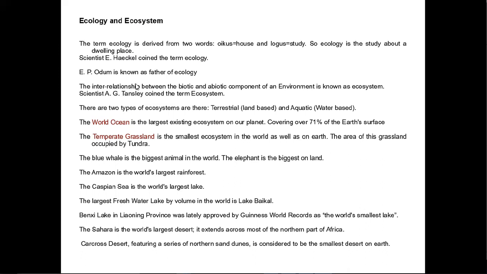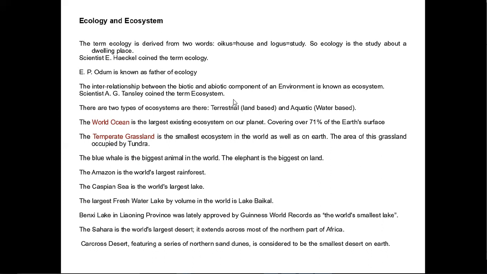Here two different scientists are there. Who coined the term ecology? It is Ernest Haeckel. And who is known as the father of ecology? The answer is E.P. Odum, Eugene P. Odum. If the question is who coined the term ecology, then it is Ernest Haeckel. And if the question is who is known as the father of ecology, then your answer will be different: Eugene P. Odum.